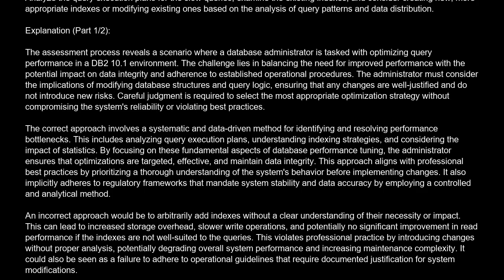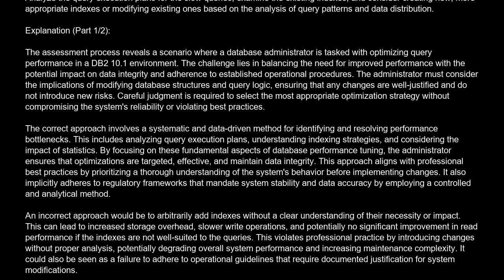The correct answer is B. Analyze the query execution plans for the slow queries, examine the existing indexes, and consider creating new, more appropriate indexes or modifying existing ones based on the analysis of query patterns and data distribution.